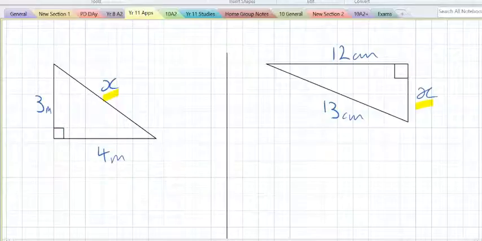Alright. Now, approaching either of the problems is exactly the same. Essentially, what I would like you to do is label the 2 sides that are not the hypotenuse A and B. Good question. No, it doesn't. And then label the hypotenuse C. And you can use different colours if you like.